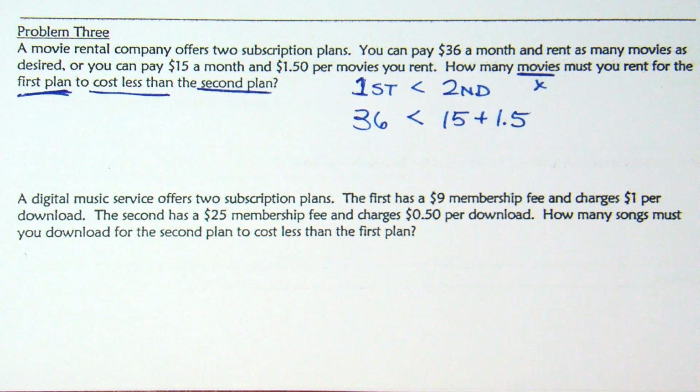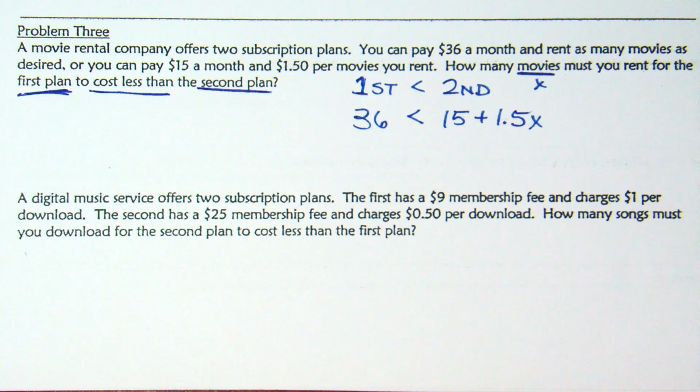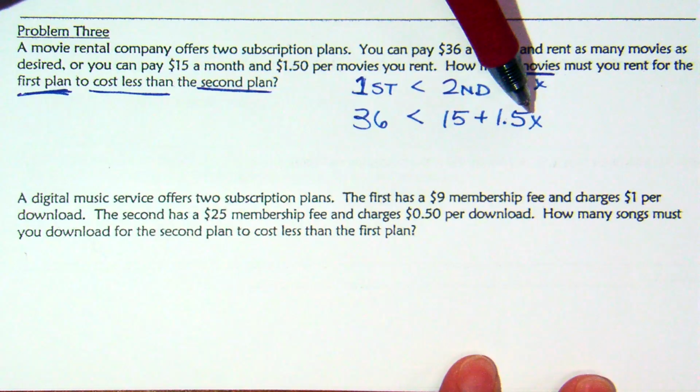Okay, can you solve this? Yes. We're actually going to answer the question. I want to know how many movies you must rent for the first plan to cost less than the second plan. So what's my first solving step here? To get X by itself, we should subtract the 15, move it over. So then 36 minus 15 is 21. So then I have 21 less than 1.5x.